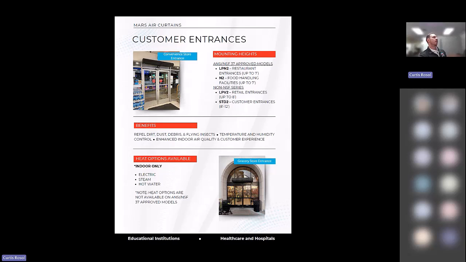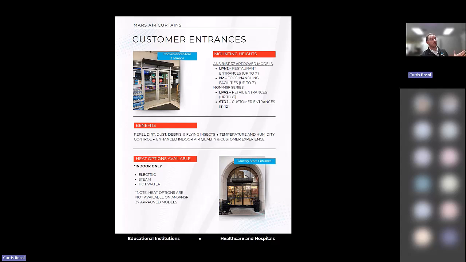All right, so moving into some of the application examples here. Start off with probably the most common, which everyone's familiar with for the most part, would be customer entrances. So that's your entry doors, typically in that 7 to 10 foot range. For these applications, we're typically using our low pro or standard series units. So in the example at the top there, the convenience store entrance, we have one of our low pros installed on the inside of the entry door there. Again, probably one of our most common applications.